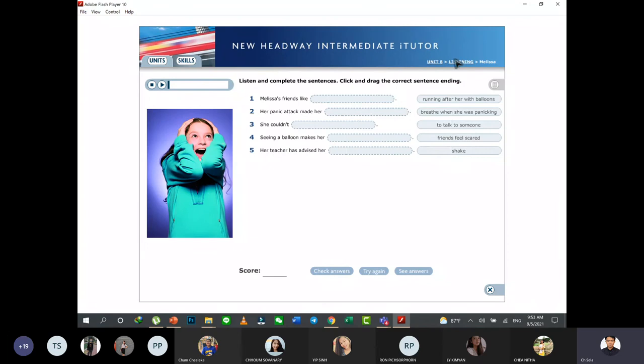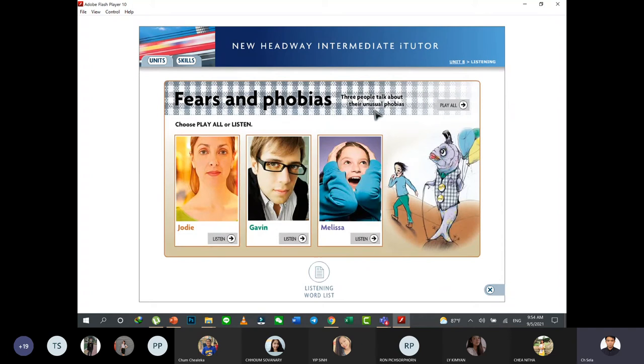Guys, do you remember about the fears and phobias? Three people talk about unusual phobias. Their names are Jolie, Gavin, and Malaysia. Remember? Yes, teacher, must remember. So remember, what is Jolie afraid of? Jolie fears what? What is it, everyone? The bottom. How about Kevin? The face. And Malaysia? The balloon. Very good.